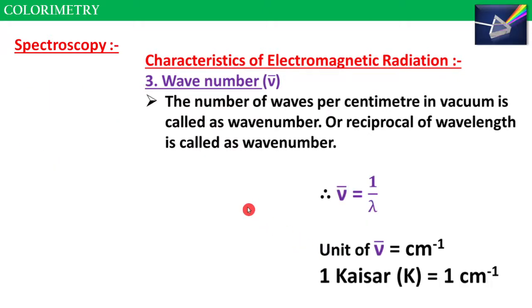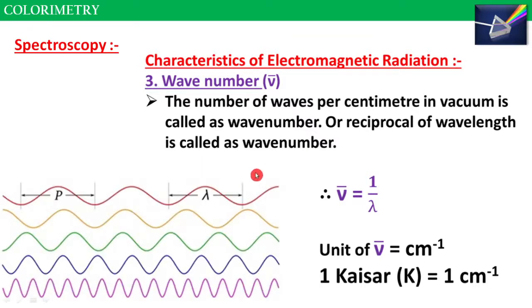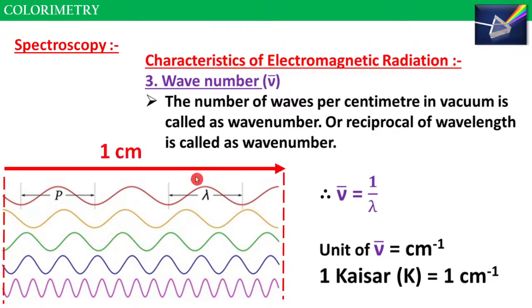Now the next characteristic of electromagnetic radiation is wave number. So what is wave number? The number of waves per centimeter in vacuum is called the wave number, or a simple definition is that the reciprocal of wavelength is called the wave number. Means what? Look, this is a 1 centimeter distance in the vacuum, and you can calculate how many waves are present in this 1 centimeter distance.